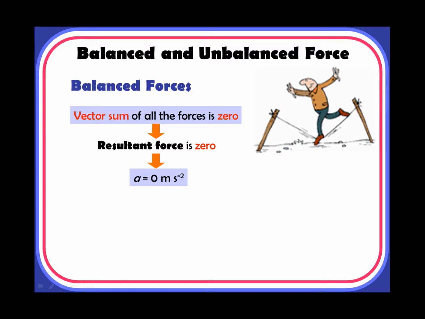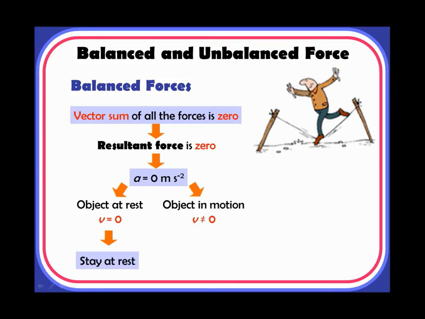So for a resultant force that is 0, the object will not be accelerating. Acceleration will be 0. When we say acceleration 0, it can be two things. First, it implies that the object could be at rest initially. For that scenario, the object will continue to be at rest. Or it could be referring to an object that is in motion, that is, the velocity is not 0. So for an object in motion, say a bus moving at a speed of 10 meters per second, it will continue to move at a speed of 10 meters per second because there is no acceleration. So it stays at the same speed and direction.